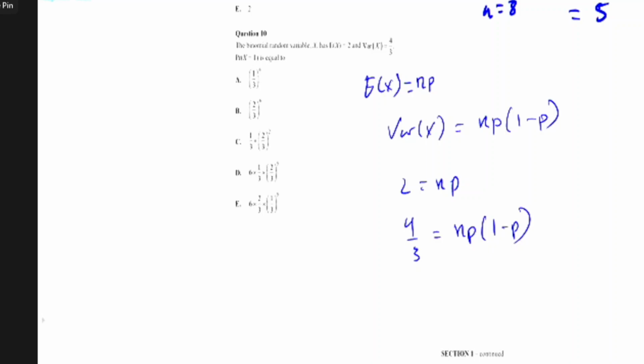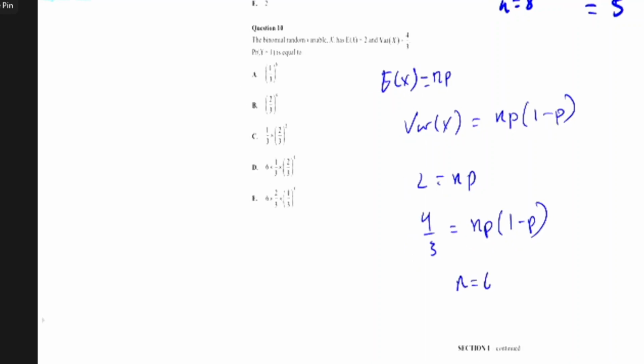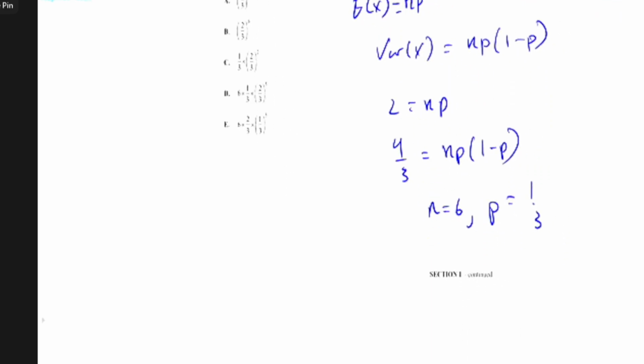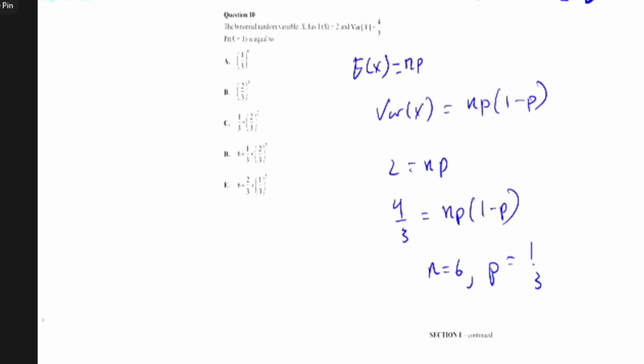Oh, okay, yeah, I got that just there. So n is 6, p is 1 divided by 3. Then you just put that in the CAS. Probability x is equal to 1 is equal to 6C1 p to the 1 times (1 minus p) to the 5.